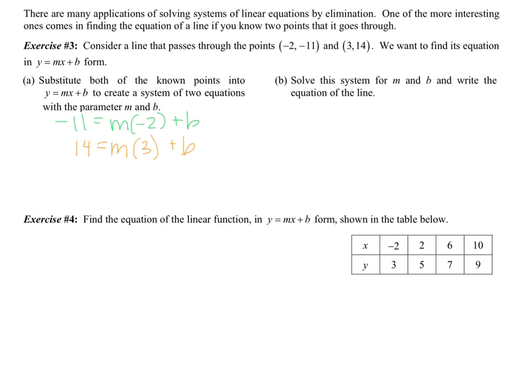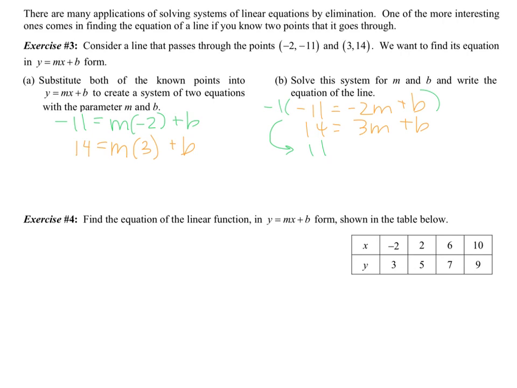So if I have -11 equals -2m plus b, and 14 equals 3m plus b, we can solve by getting rid of the b's, by eliminating the b's. So in order to do that, we're going to need to multiply one of the equations by -1. I'm choosing the top equation because then I have all positive numbers I'm dealing with. So let's put that equation here.